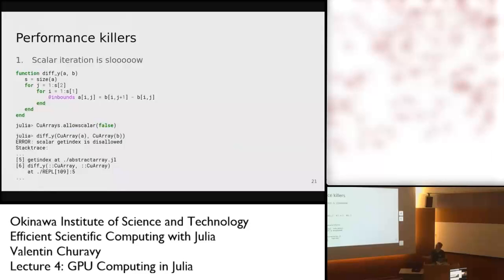And the nice thing about having this allowscalar is basically you can set it in your tests or at the beginning of your program and say, I want to make sure that all of my GPU code is fast. And then on this call, you get an error which says scalar is disallowed. And you get a stack trace to which function is doing it.